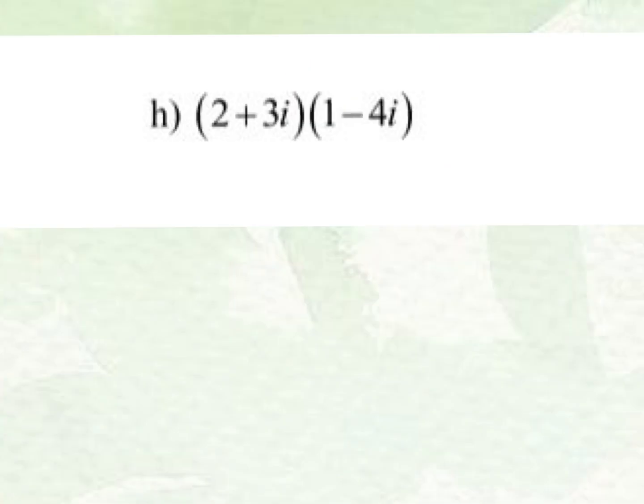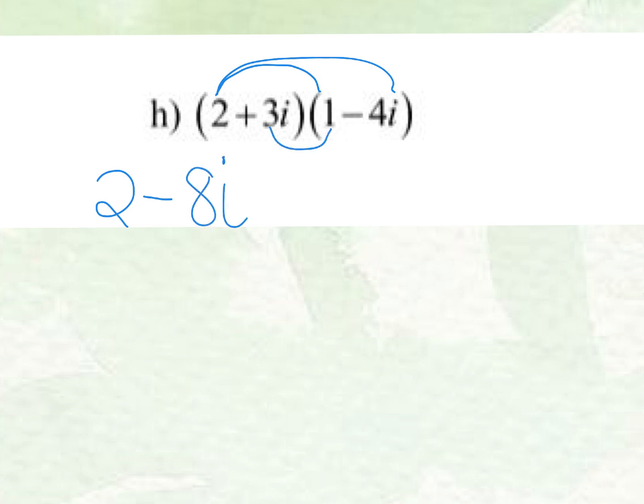All right, here we have another multiplication problem, and we have a binomial times a binomial. So we're going to have to FOIL. So we can do the first terms, 2 times 1, which is going to give us 2. Our outside terms, 2 times negative 4i, which is going to give us negative 8i. And then our inside terms are going to give us a positive 3i. And our last terms are going to give us a negative 12i squared.